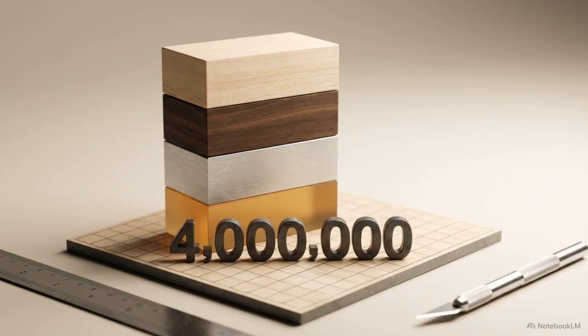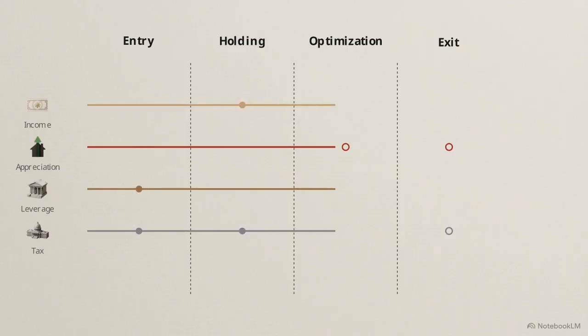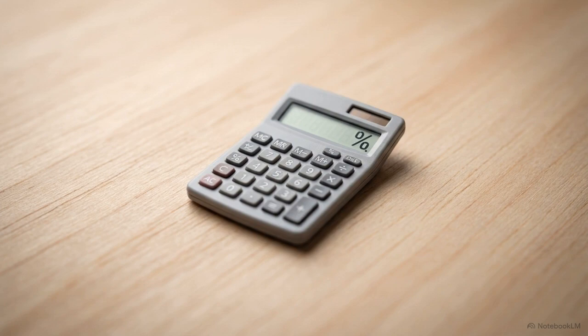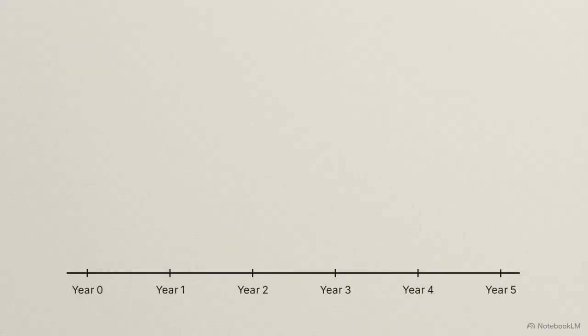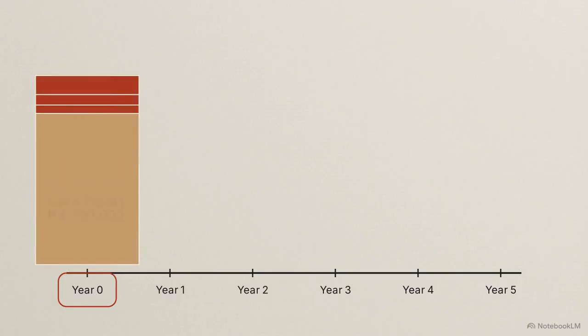To find where that 4 million actually came from, we need to map the 4 variables chronologically across the life cycle stages of the property. A basic return on investment calculation misses the mechanics of how this money is made. Real estate wealth is a chronologically stacked equation built over time. Looking at year 0, we start with the entry phase. The objective is securing a buying advantage.